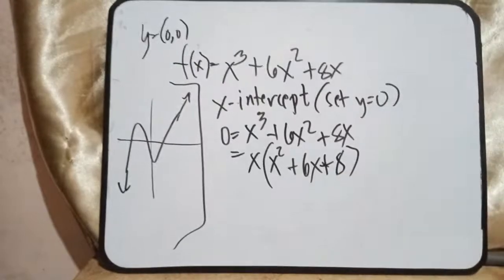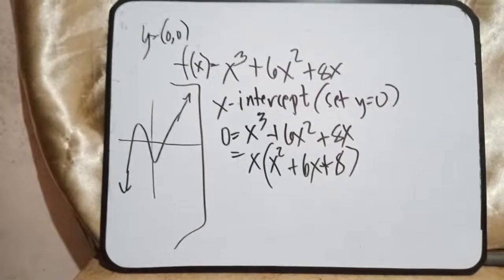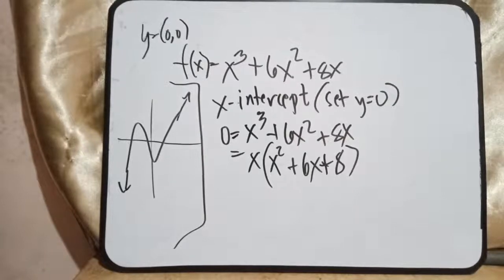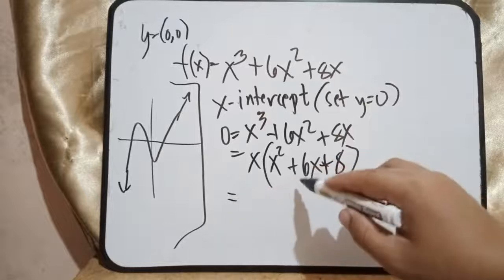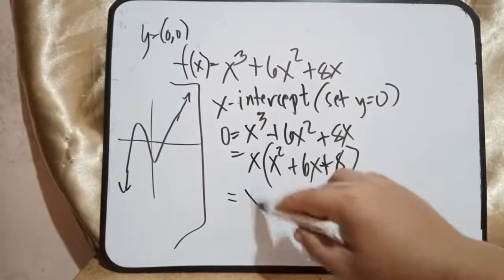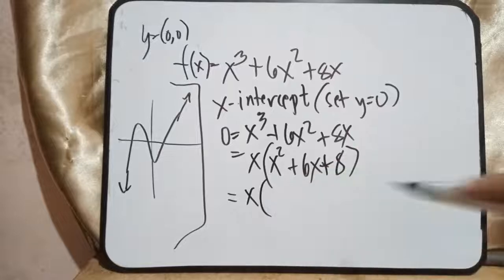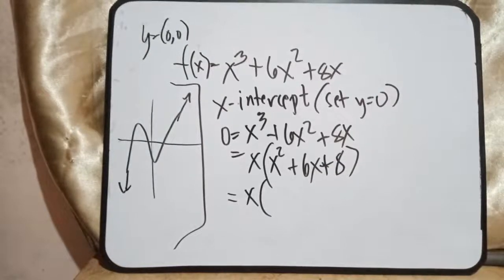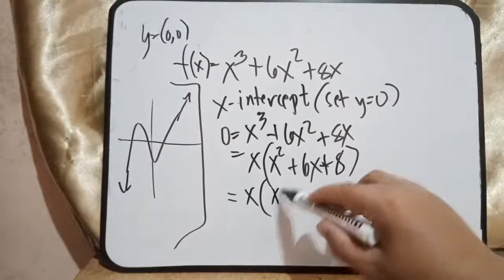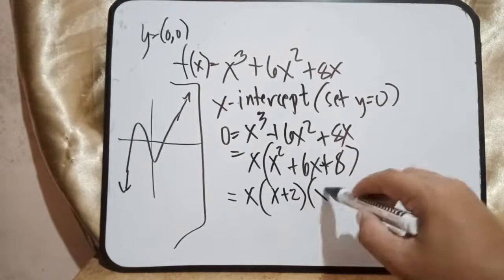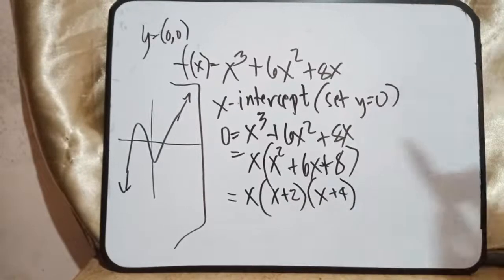Okay, so meron na tayong new quadratic form. So next, anong gagawin natin is to factor. Since this is quadratic, we have to find the factor for this. So what is the factor for x squared plus 6x plus 8? Hanapin natin kung ano yung factor niyan. So to make it easy, x plus 2 and then x plus 4, that is the factor. Okay, x plus 2 at saka x plus 4.